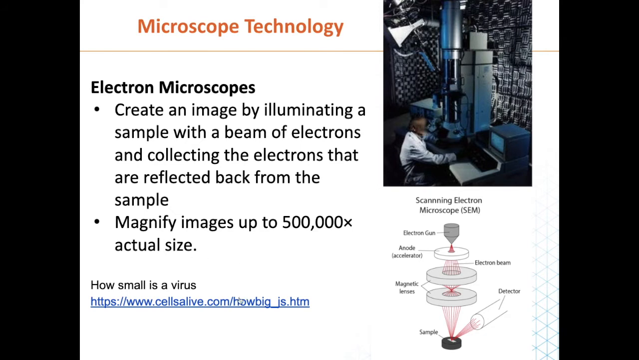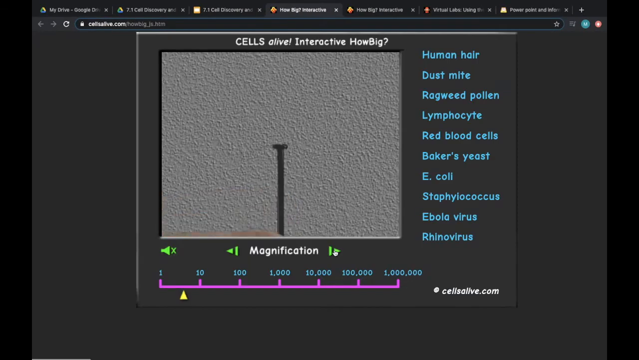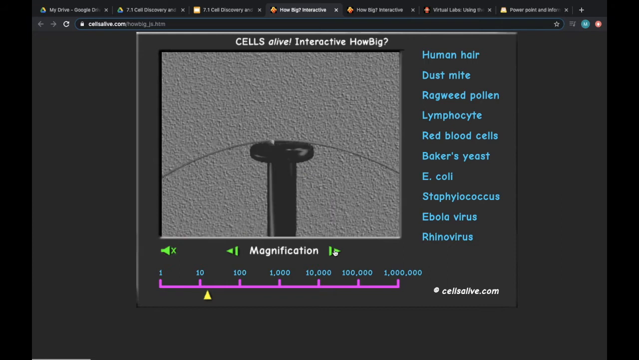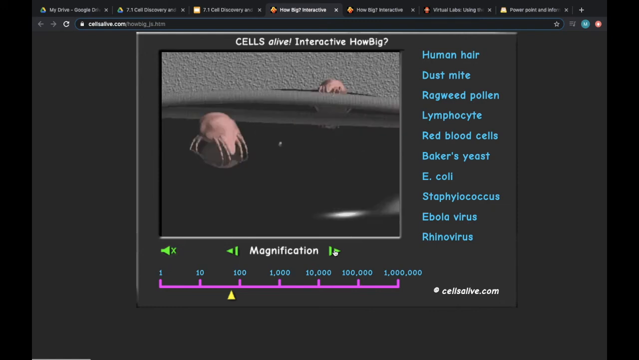So let's just get an idea of the size of things. Here we're at about ×2. This is ×10 magnification. Let's see what's on the pin. At around ×100, we can see a human hair, and we can see dust mites. Dust mites basically live everywhere. They're like teeny tiny little spiders. You don't have to be afraid of them, but some people are allergic to dust mites, so whatever.